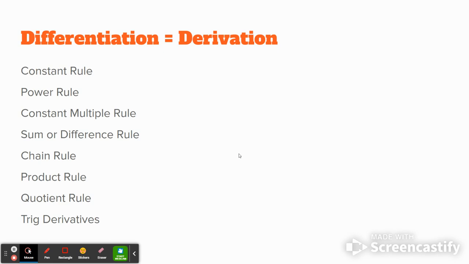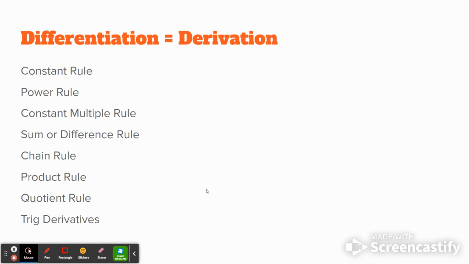They both refer to derivatives of functions, and as a reminder, the derivative of a function gives the instantaneous slope, or the slope of the tangent line at a given value x of a function in terms of x. So there's the constant rule, the power rule, the constant multiple rule, the sum or difference rule, the chain rule, the product rule, the quotient rule, and trig derivatives.